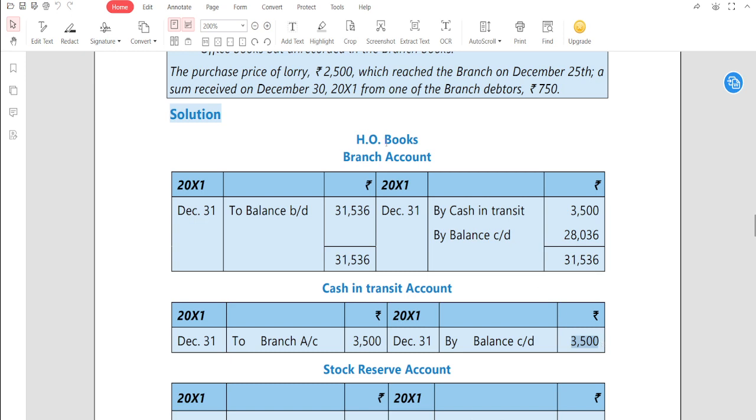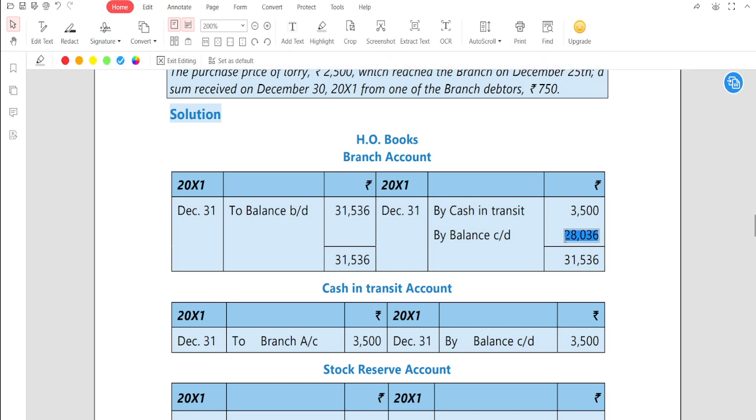Now come to the HO books, branch account. So in branch books, opening balance 31,536 and the cash in transit 3,500. So closing balance is coming 28,036. So remember, closing balance is coming 28,036.